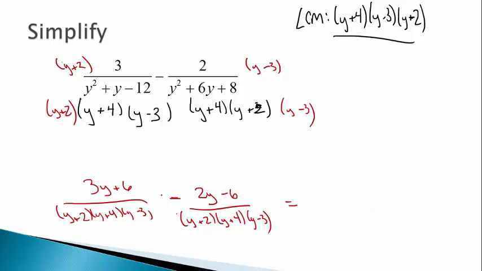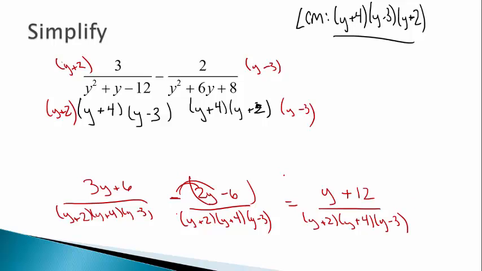So now I can combine. Again, you've got to be very careful about distributing your parentheses. 3y minus 2y will be 1y. 6 minus negative 6 is really saying 6 plus 6, so I get 12. So I have y plus 12 over y plus 2 times y plus 4 times y minus 3. And that is going to be your simplified form of that difference. I can't cancel because I don't have any 12s. So this factor y plus 12 will not cancel with anything else.